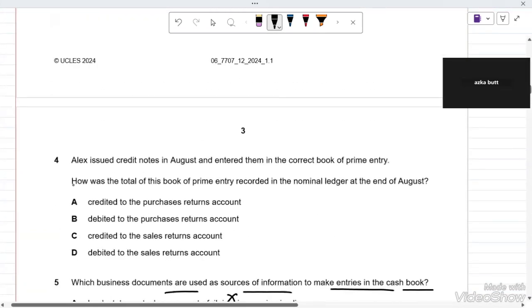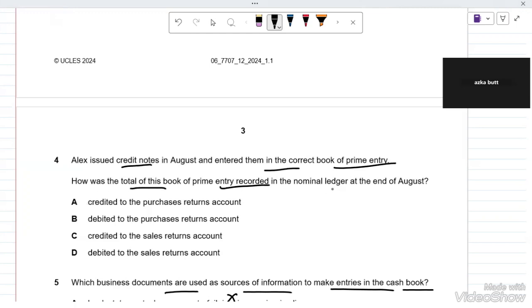Now let's see the next question, question number 4. Alex issued credit notes in August and entered them in the correct book of prime entry. How was the total of this book of prime entry recorded in the nominal ledger at the end of August? If someone is issuing credit notes, it means that he received some sales return.